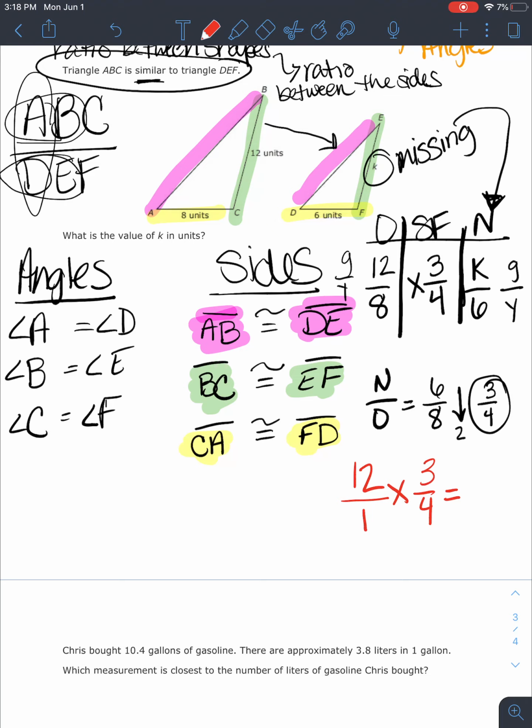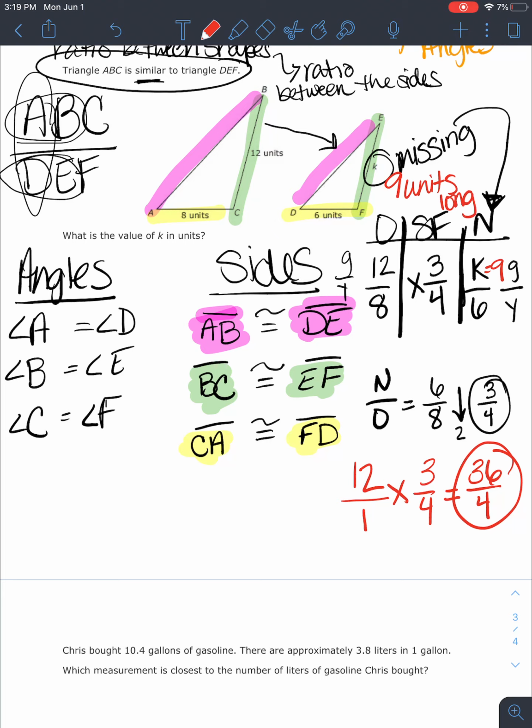So if I multiply across, I'm doing 12 times 3, which is 36. And then I'm doing 1 times 4, which is 4. And then at this point, when I look at that, I see 36 divided by 4, which we can run to our calculator and put that in, or maybe you already know it off the top of your head, and what you should get is 9. So my missing side is 9 units long.